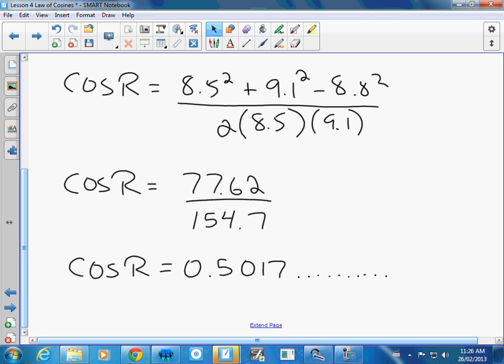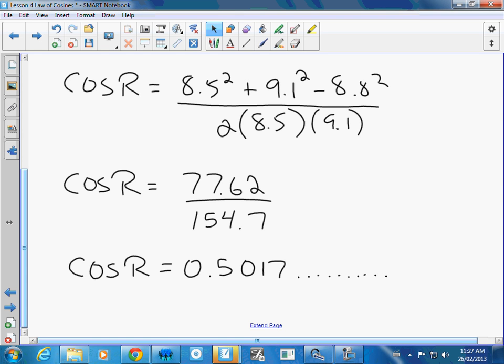Okay, did you get 0.5017? Did you get that? You didn't get that? Oh, not as your fun. I was going to say, well, that's kind of a stupid looking angle, isn't it? 0.5017. Guys, you know this rule. When you need to find an angle, what's the last thing you do? The inverse of it.